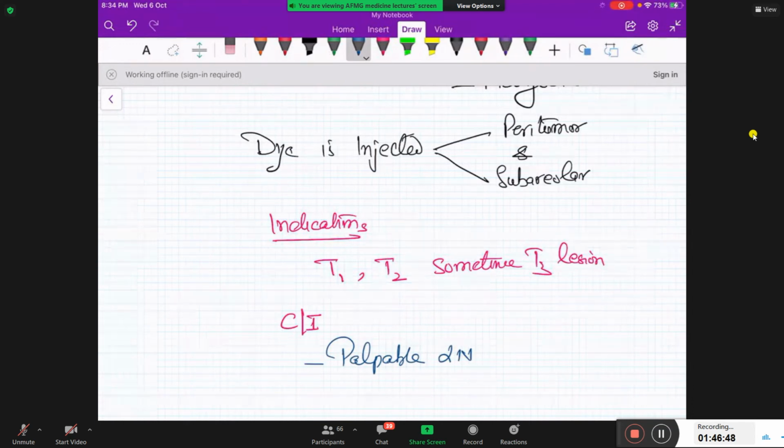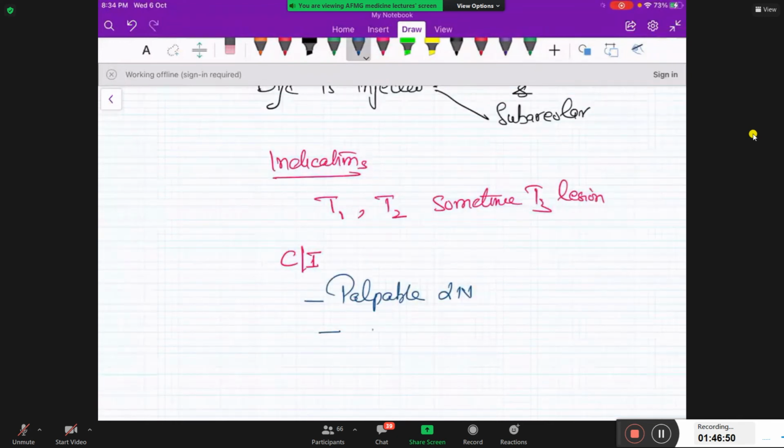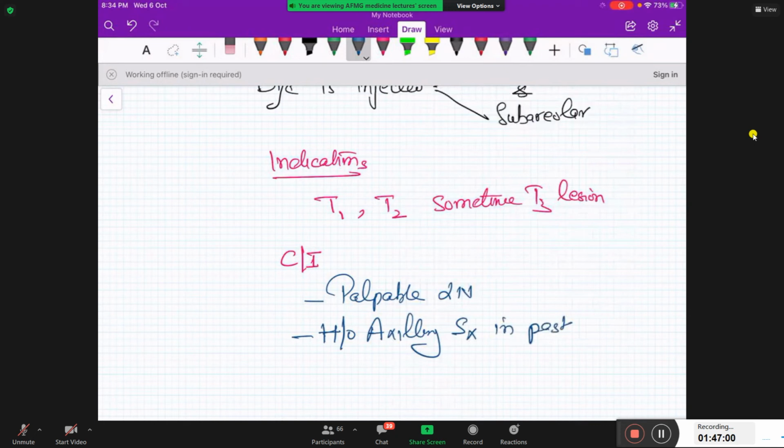Contraindications are palpable lymph node, history of axillary surgery in the past, history of radiation in the past. These are the contraindications for sentinel lymph node biopsy.